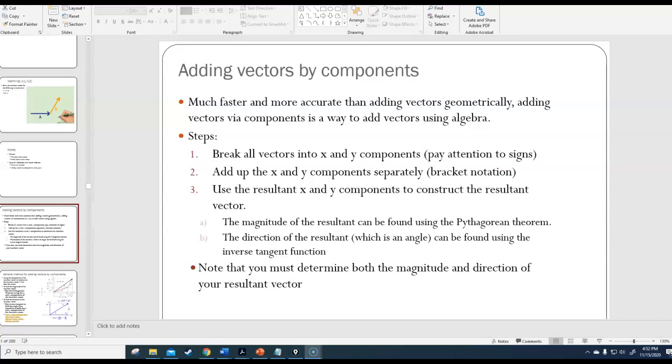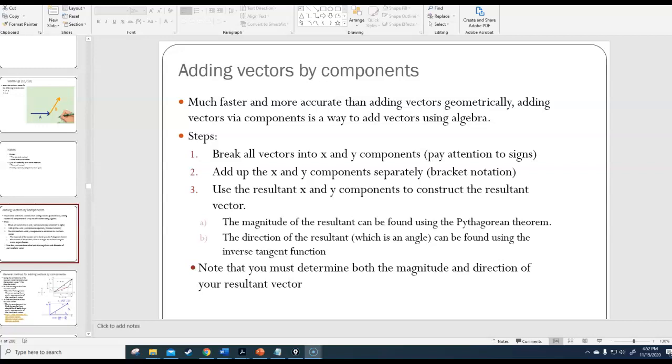Okay, so here are the steps to adding vectors by components, and before I go through these steps, let me just give you the big picture of how the component method works. Now we know, of course, all vectors can be thought of in terms of their components, you know, x, y, and z components. Typically at the high school level, we don't talk about z components. So as we've seen in the past units, vectors have x components and y components, and you can't just add the magnitude straight together with vectors.